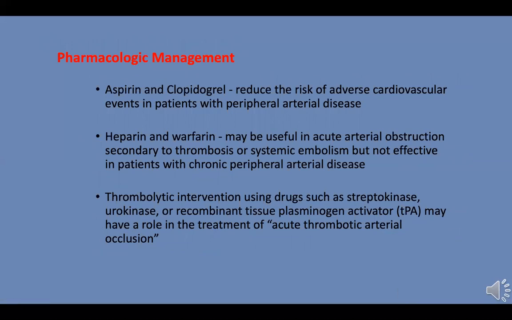Aspirin and clopidogrel reduce the risk of adverse cardiovascular events in patients with peripheral arterial disease. They are very effective in prevention of acute myocardial infarction and stroke. Heparin and warfarin may be useful in acute arterial obstruction secondary to thrombosis or systemic embolism, but they are not effective in patients with chronic peripheral arterial disease. Thrombolytic interventions using drugs like streptokinase, urokinase, or recombinant tissue plasminogen activator may have a role in treatment of acute thrombotic arterial occlusion.